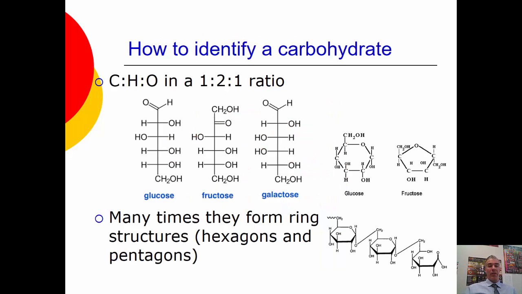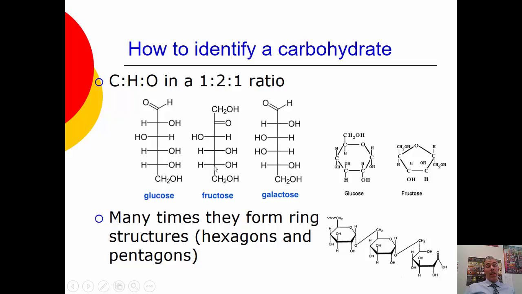How to identify carbohydrates? The first thing: CHO, again, just like lipids, carbon, hydrogen, oxygen, but in a 1 to 2 to 1 ratio this time. So there's equal amounts of oxygen and carbon. Think about the famous carbohydrate you learned freshman year, glucose, C6H12O6. Notice the ratio of carbon, hydrogen to oxygen is 1 to 2 to 1. And you can test it and check it out for all of these different examples that we have presented here.